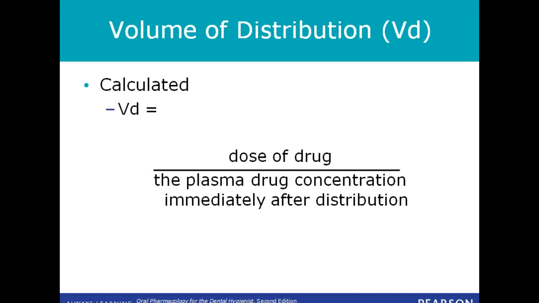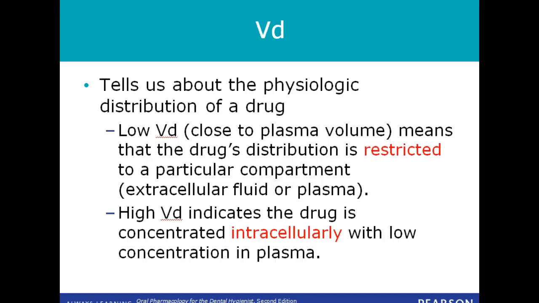The volume of distribution, or VD, is calculated by dividing the dose of the drug by the concentration of the drug in the plasma immediately after distribution. The VD tells us about the physiologic distribution of a drug. A low VD means that the drug's distribution is restricted to a particular compartment. A high VD indicates that the drug is concentrated intracellularly with low concentration in the plasma.